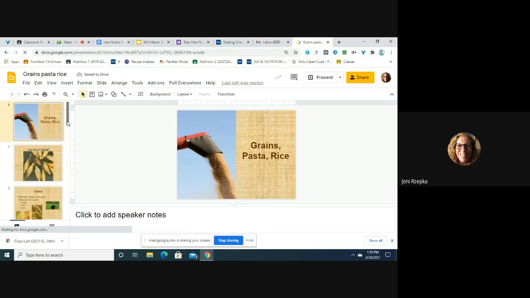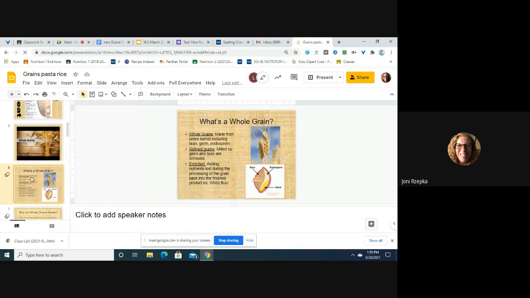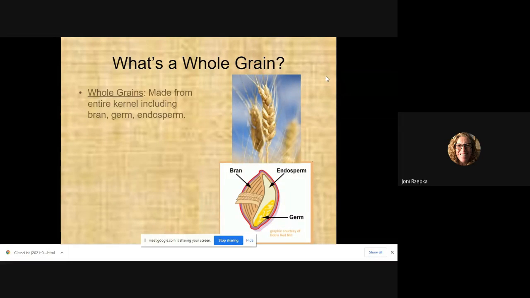So on your notes, you should be ready to write in what's a whole grain. So we'll start there. Okay. So be working on your notes, please, as we go through. So whole grain, made from the entire kernel, including the bran, the germ, and the endosperm. And there's a picture there to kind of show you that. And an actual picture of a grain so that you can look at it. Look at the wheat there.